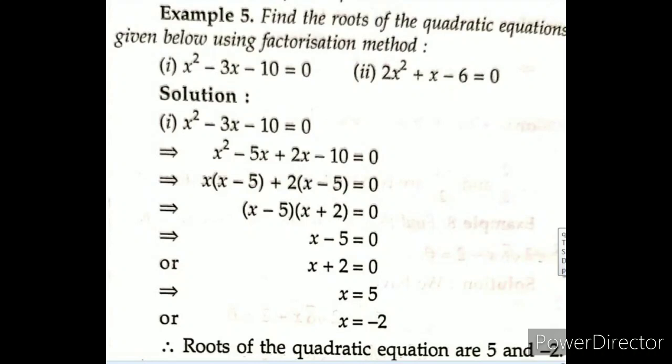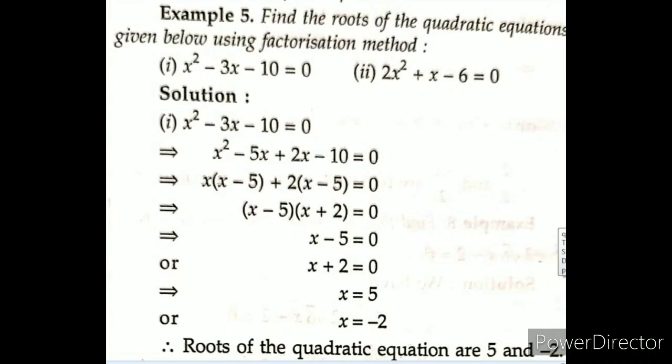Now the two numbers we will take, the sum will be minus 3 and the product of minus 10. Since minus is involved in both, obviously the larger number will be negative because minus 3 is there and again minus 10 is there. It means in the product one of the numbers can be negative. So we will take the larger number as negative. So x square minus 5x plus 2x minus 10.